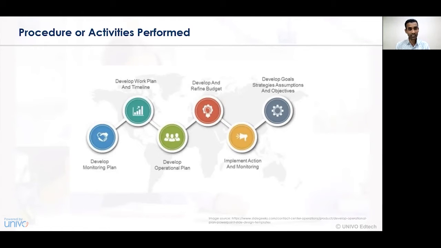So a series of activities, one good moving to another, moving to the next step, and so on. So in this case, what happened? A timeline is framed, a deadline is set, and accordingly the activities are performed. Then you have to come forward with the development of an operational plan.